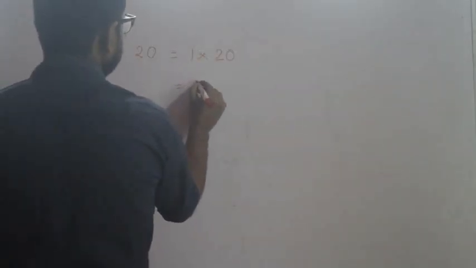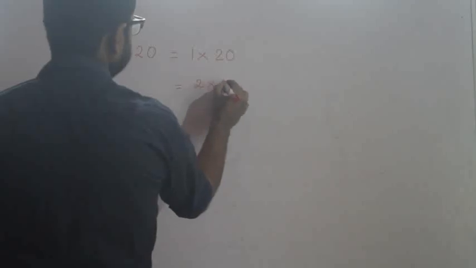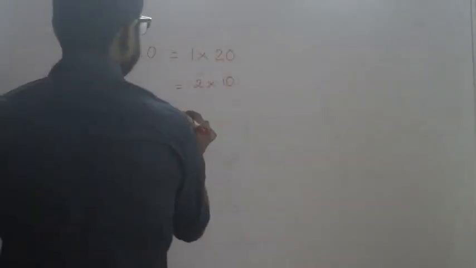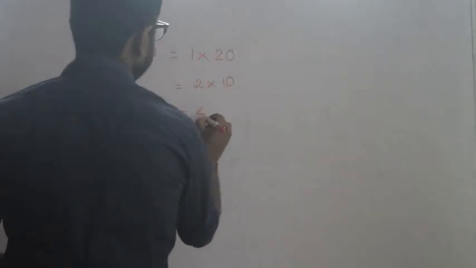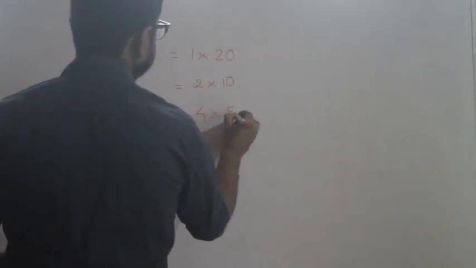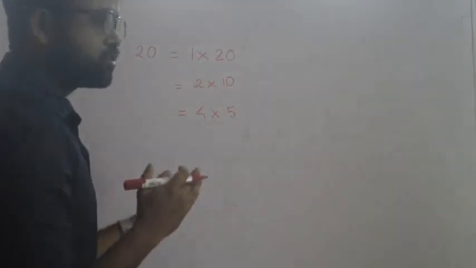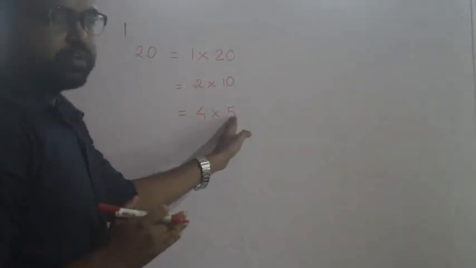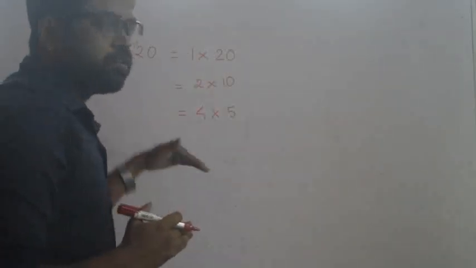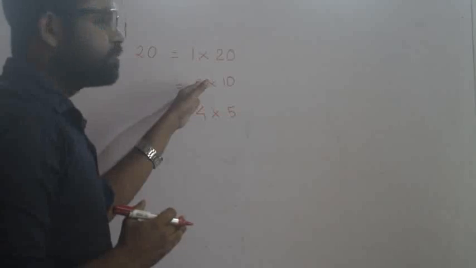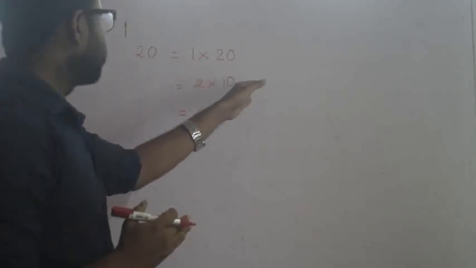Again, 20 can also be obtained by 2 into 10 and also by 4 into 5. Now see the last pair, 4 and 5. There is no difference between these two factors. So that means we need not find out any more, because next we would get 10 into 2, which is similar to 2 into 10.